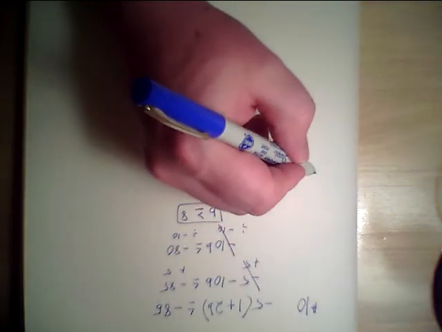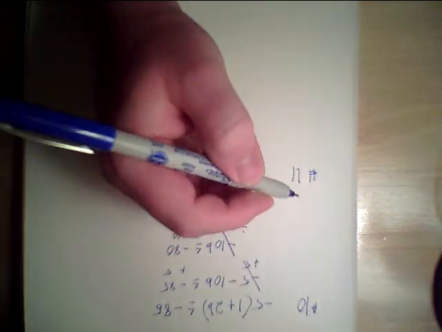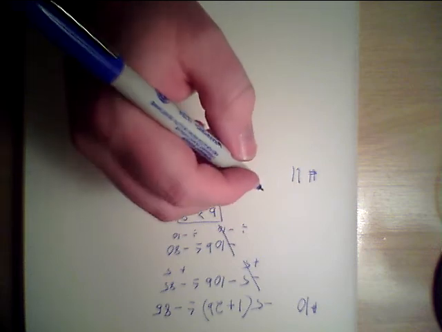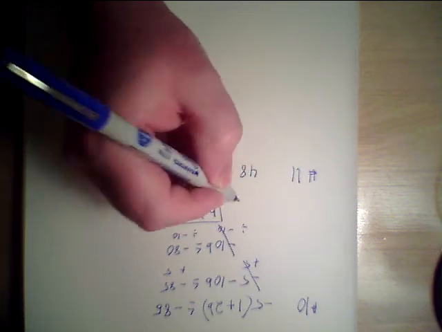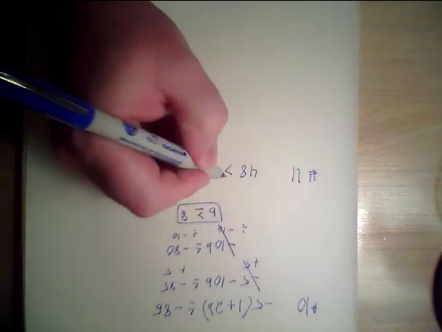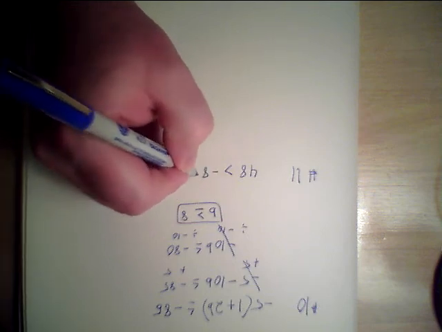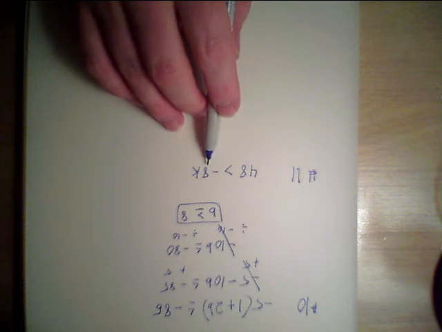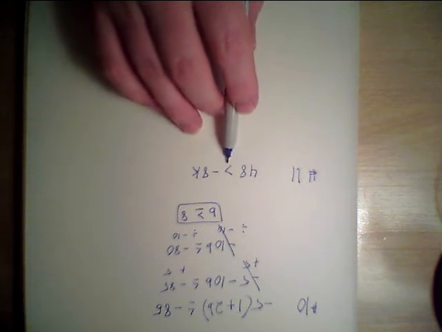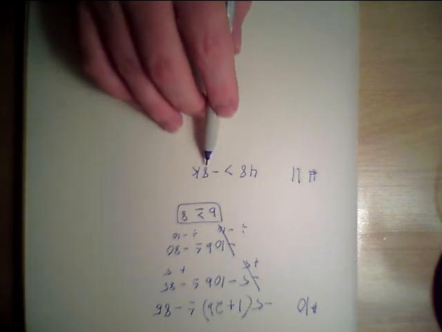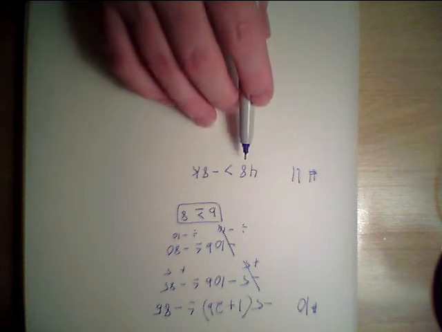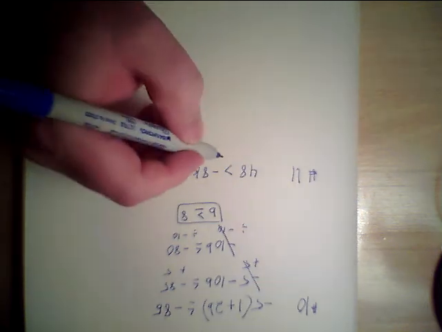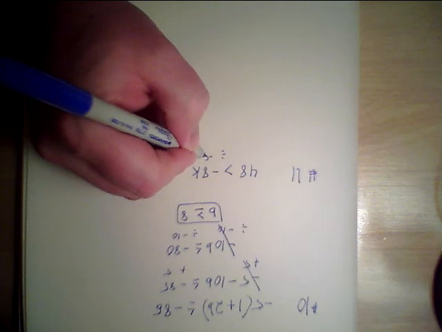Number 11. We have 48 is greater than negative 8k. All right, really all we have to do is divide both sides by negative 8. But remember, if we're dealing with an inequality and we divide by or multiply by a negative number on both sides, we have to flip the inequality. So let's divide both sides by negative 8.